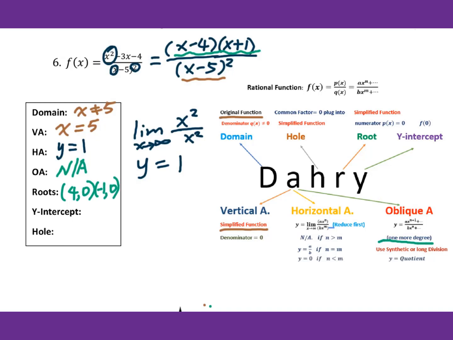For the y-intercept, you will plug f of 0 into the function. Whenever you see x, that will be 0. So we see this is 0, this is 0, this is 0. You will get negative 4 over 25. Then you get (0, negative 4/25). No common factor, so there's no hole for this rational function.